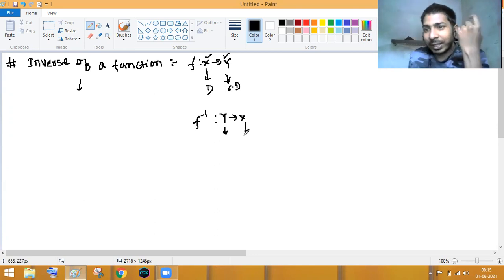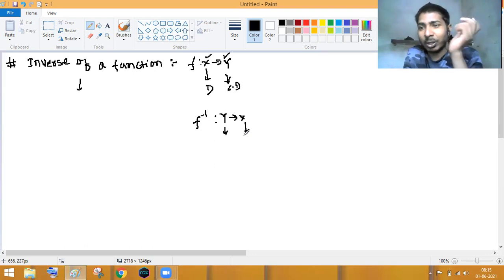Or you can say, in the inverse, range is the more appropriate word. The inverse of a function exists, and if you want to find it, you have to find it for a bijective function only. You cannot simply find the inverse of a one-one function or an onto function separately. If your function is bijective, meaning one-one and onto, then you can find the inverse. Otherwise you can't find the inverse of that function. Are you clear with this?